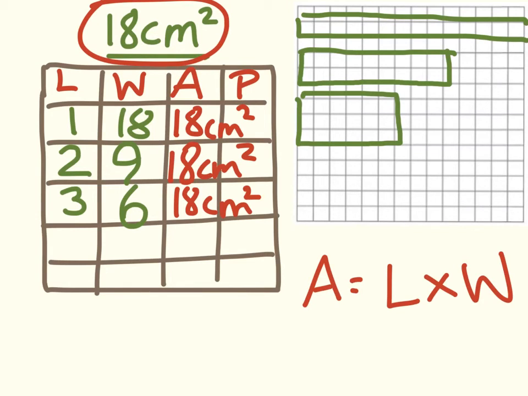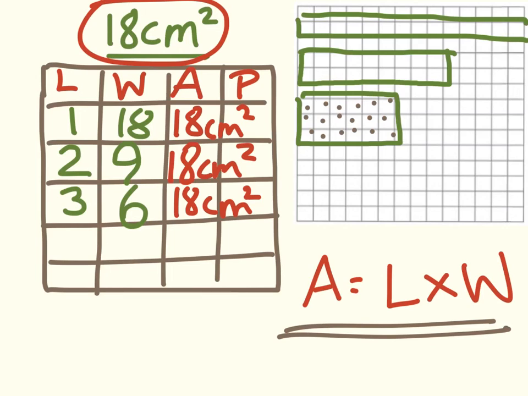See, I can double check. 1, 2, 3, 4, 5, 6, 7, 8, 9, 10, 11, 12, 13, 14, 15, 16, 17, 18 squares in there. Fantastic. So that's how we create a table and draw rectangles when we're given a certain area. Remember the formula. Area is length times width. All right, good luck on your work. Have fun.